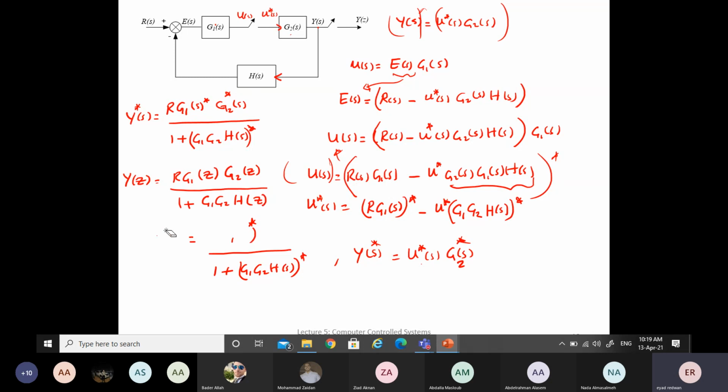Now can we write a pulse transfer function? Can we write Y over R? Because R and G are combined together. Excellent, because the two signals merged. You cannot write the pulse transfer function Y of Z over R of Z. You cannot do that because R is already the input and it is already combined into the block G1 to find the Z transform for both signals. Since there is no sampler here, we cannot separate the input from G1. There is no pulse transfer function for this.